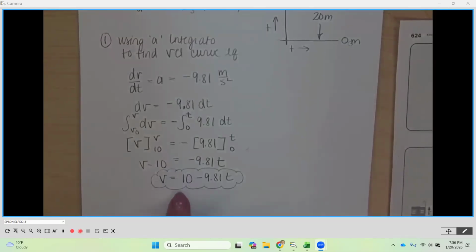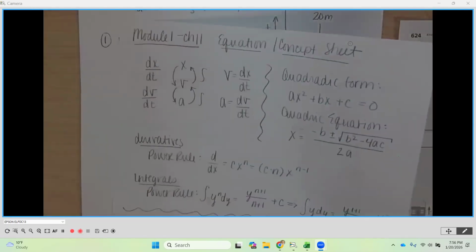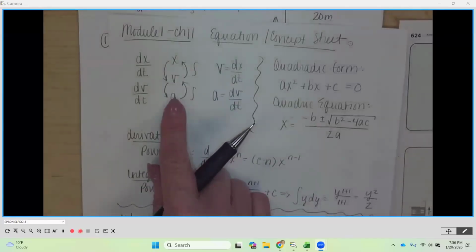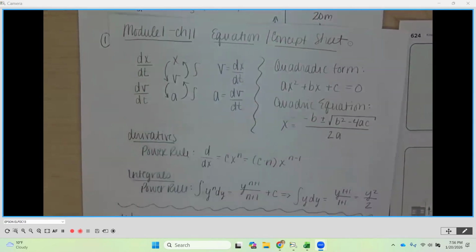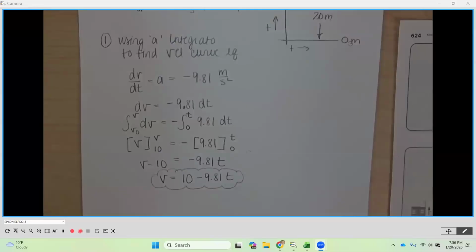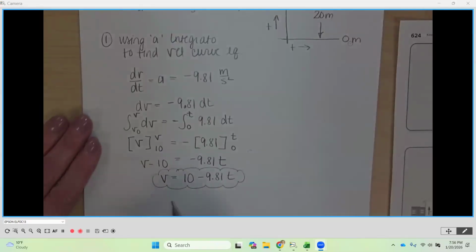Now we're going to take the integral of the velocity curve to get the position. If you recall on my little equation sheet, we're going in this direction up. We started with acceleration, we integrated to get our velocity. Now we're going to integrate a second time to get the position at the top. So our velocity is equal to dy over dt, which we know is our velocity on this side. This is going to be our 10 minus 9.81 t.